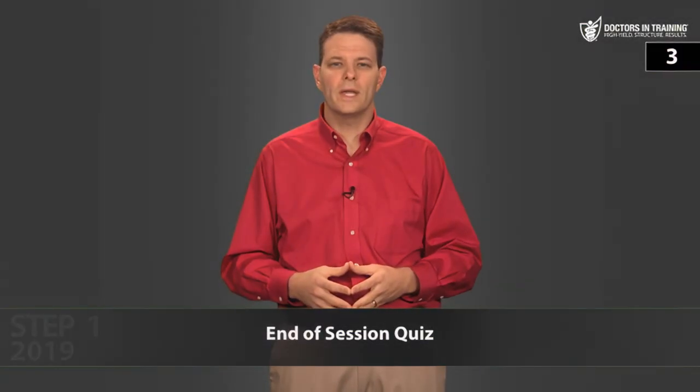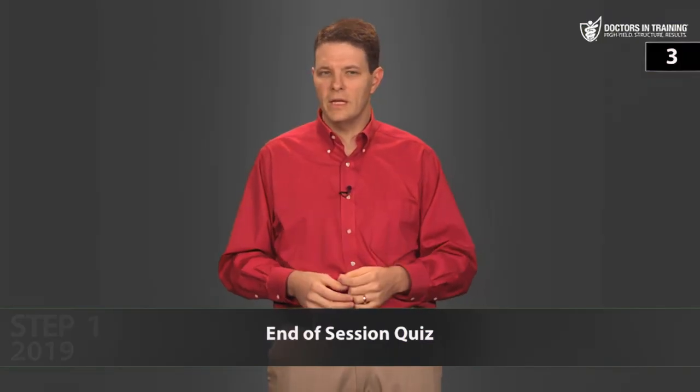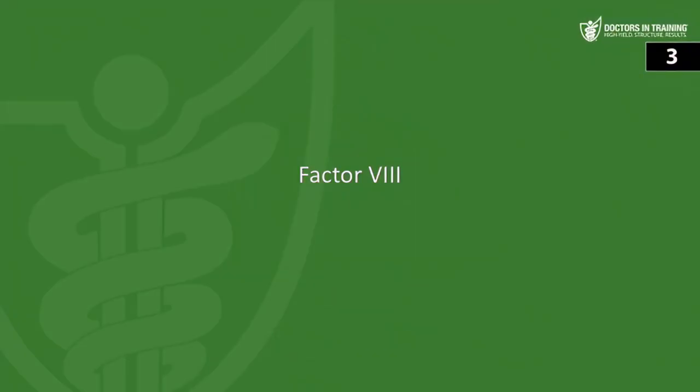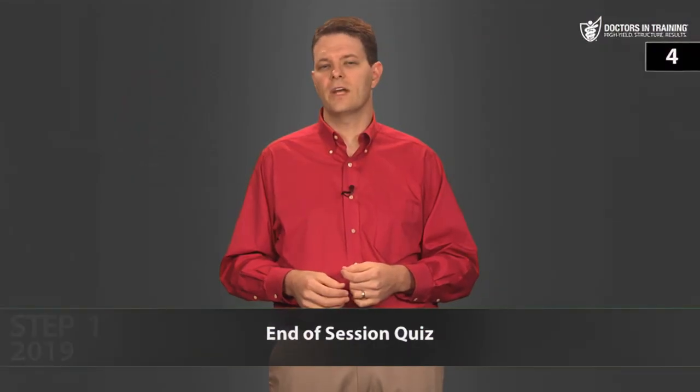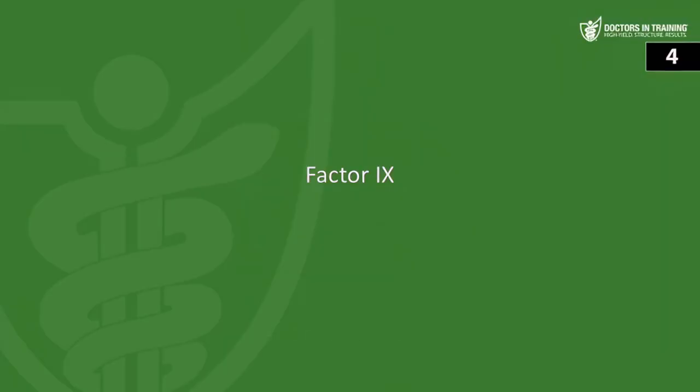First question, what coagulation factor is deficient in hemophilia A? Remember, A sounds like 8, so it's factor 8. The next one, what coagulation factor is deficient in hemophilia B? Remember, B9, so hemophilia B is factor 9.